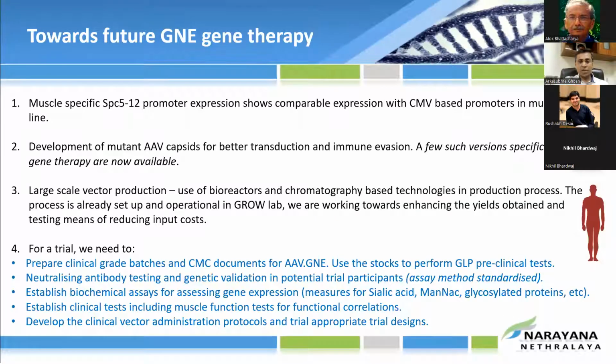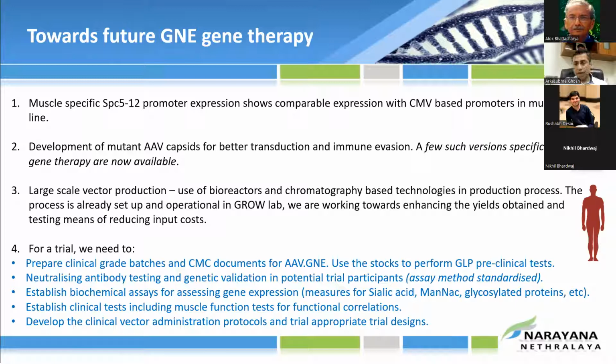So if we are to go towards GNE gene therapy, what are the things that we have in hand, and what is it that we have to move forward towards? So definitely the muscle-specific GNE expression cassettes are ready, they work. A number of recent papers have described AAV capsids, which are much better for transduction of muscle.